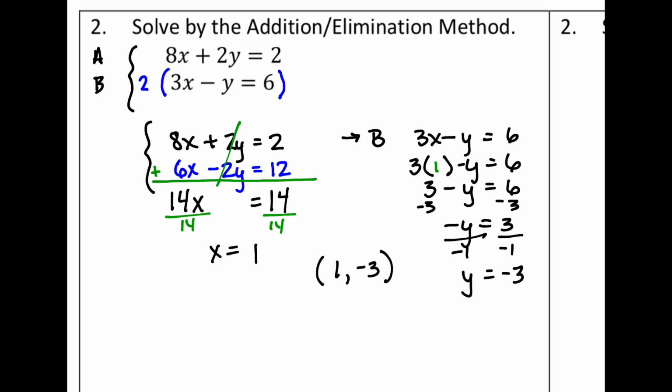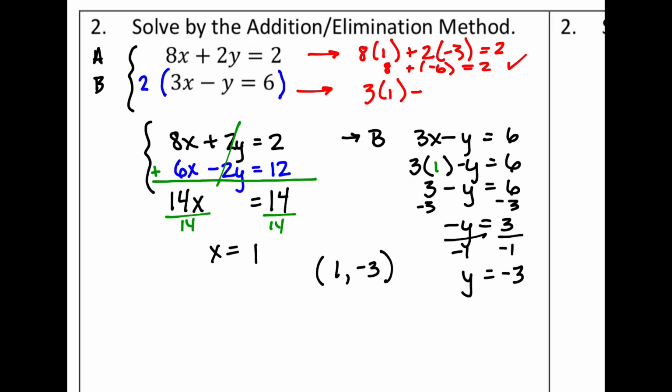Double checking. Okay, again, you can do this in your head, and I would, just to get used to double checking if you don't want to write it down. Okay, so this gives us 8 plus negative 6, which does equal 2. That works. Okay, and 3 times 1 minus negative 3. Does that equal 6? Change here, and I do get 3, add 3, which equals 6. Yes.